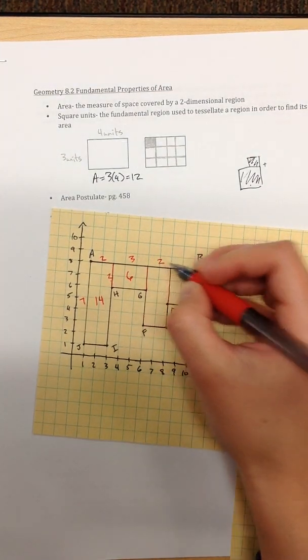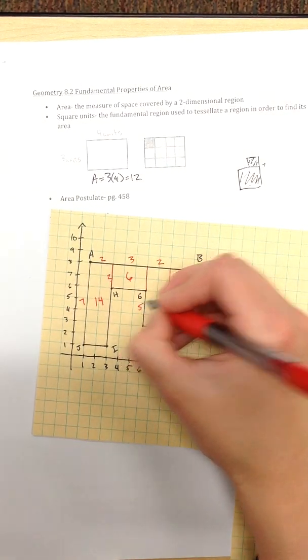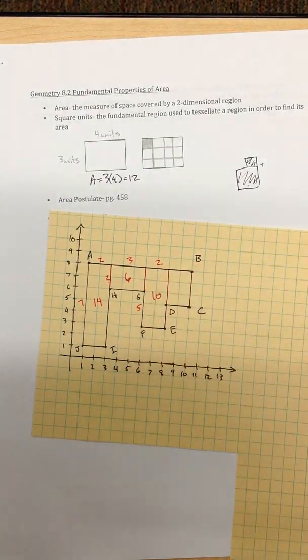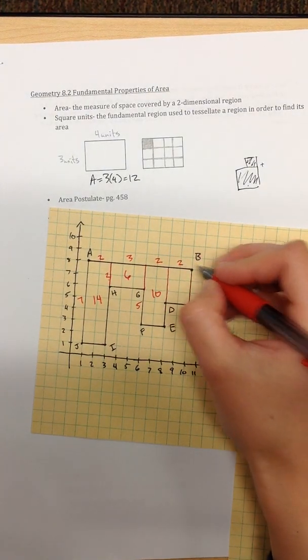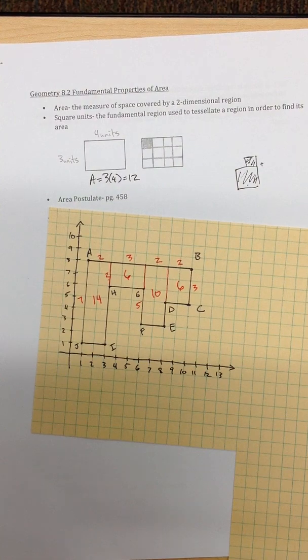This one here is 2 by 1, 2, 3, 4, 5. So 2 by 5, that would make that rectangle 10. And then this one is 2 by 1, 2, 3, so 2 by 3 would be 6 again.